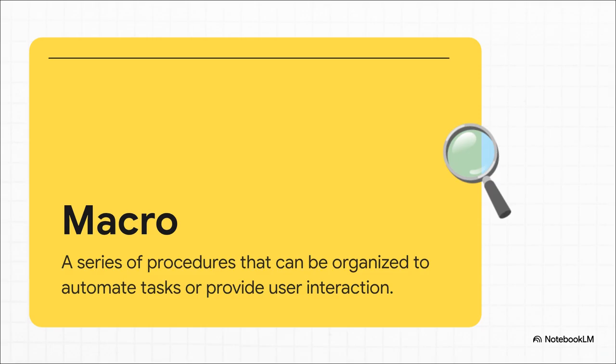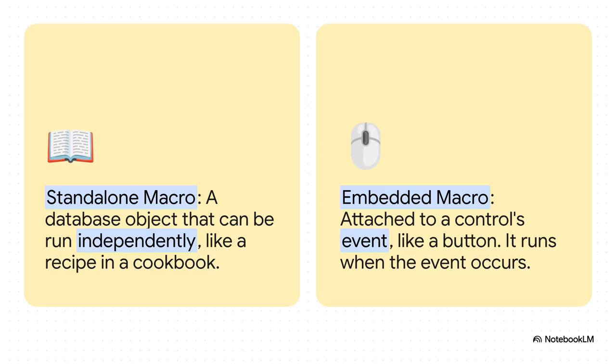No mistakes. Now, macros come in two main flavors. You've got your standalone macro, which is kind of like a recipe you keep in a cookbook. It's its own separate thing, and you can run it whenever you feel like it. But then you have an embedded macro. This one is attached directly to something, like a print invoice button. You click the button, and the recipe just runs. The automation is built right in.